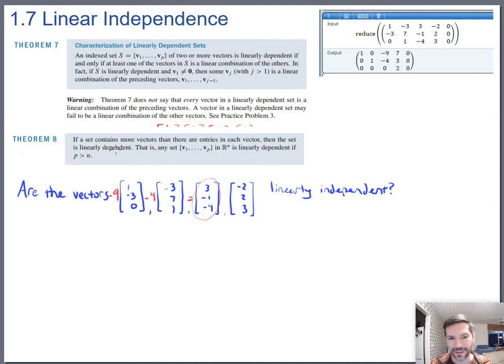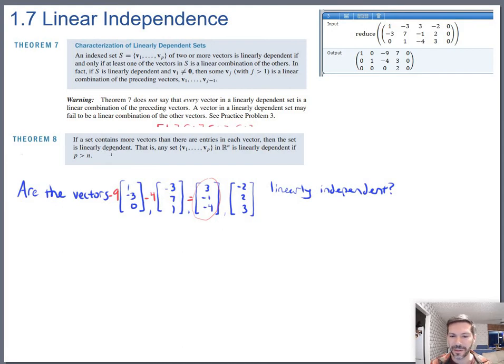So let's unpack that a little bit. If a set contains more vectors than there are entries in each vector. So look at our first example here. There were 3 entries in each vector. 3, 3, 3, 3. Okay, so there's 3 entries in each vector, but we had more than 3 vectors. We had 4. So the set contained more vectors than there are entries. Then the set has to be linearly dependent.